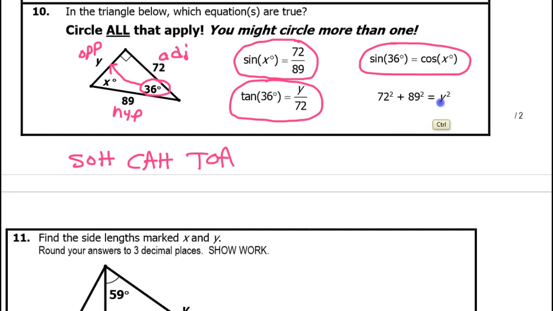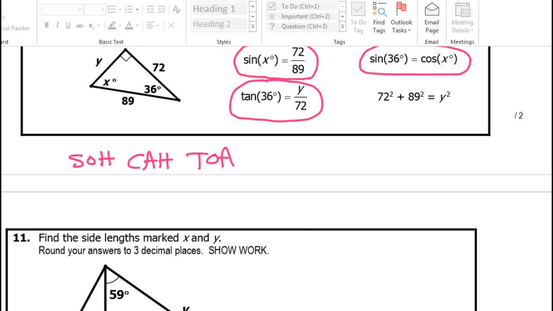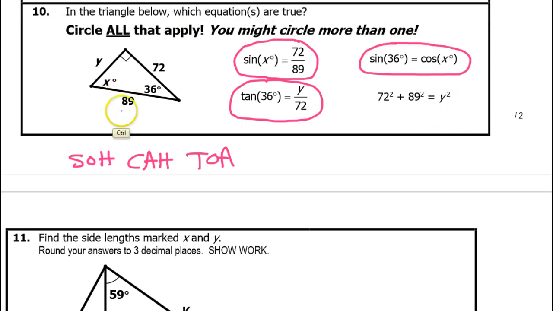Okay. And last, we have something that is set up like the Pythagorean theorem. A squared plus b squared equals c squared. But how do we know which one is the c squared? Well, the c squared, the one by itself, always has to be the hypotenuse, which is 89. But 89 is not here where it should be. So this one should not be circled. This is not true. If we did do the Pythagorean theorem, it would be 72 squared plus y squared equals 89 squared.